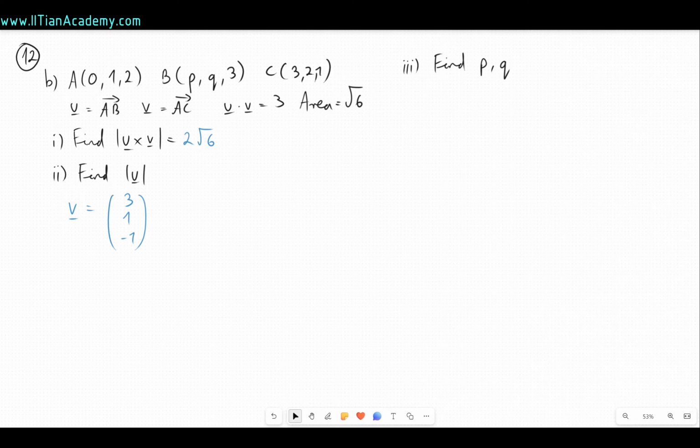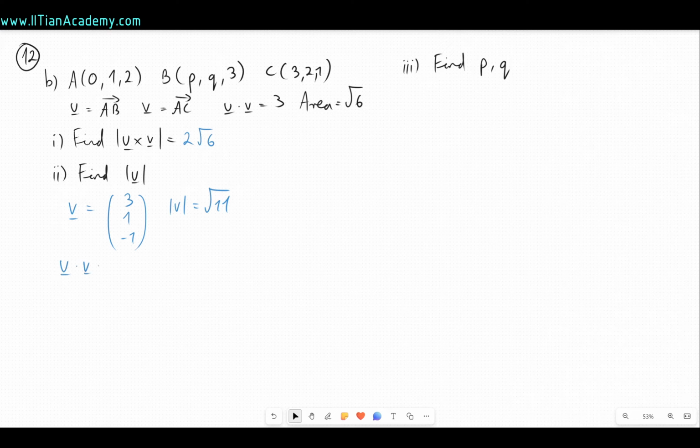So we just have the vector v. We find the magnitude, we take the sum of the squares of the coordinates, and we take the square root of that. So that will be root of 9 plus 1 plus 1. Then it will be root 11. And we can write now the definition of the dot product and the cross product.